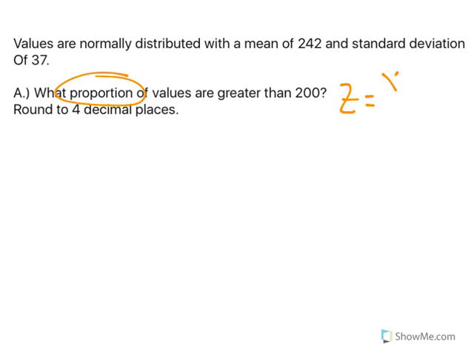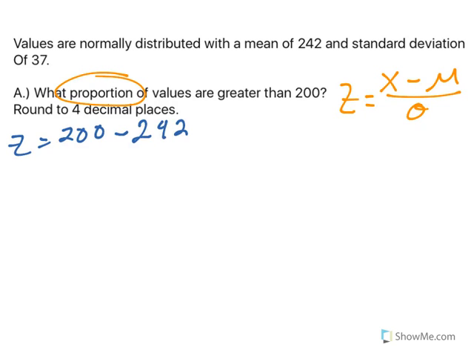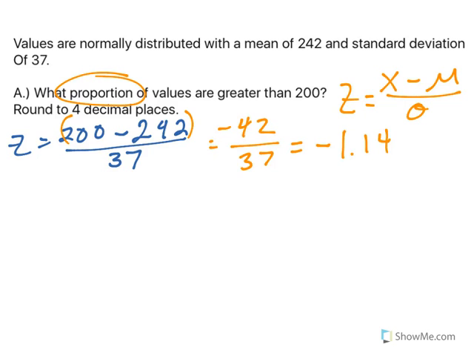So remember, your z-score is your data value minus the mean divided by the standard deviation. So our data value is 200 minus our mean of 242 divided by our standard deviation of 37. So when I work with my numerator first, I get negative 42 over 37, which comes up to be negative 1.14. Now that's not in your table, so I'm going to go ahead and just round that to negative 1.1.